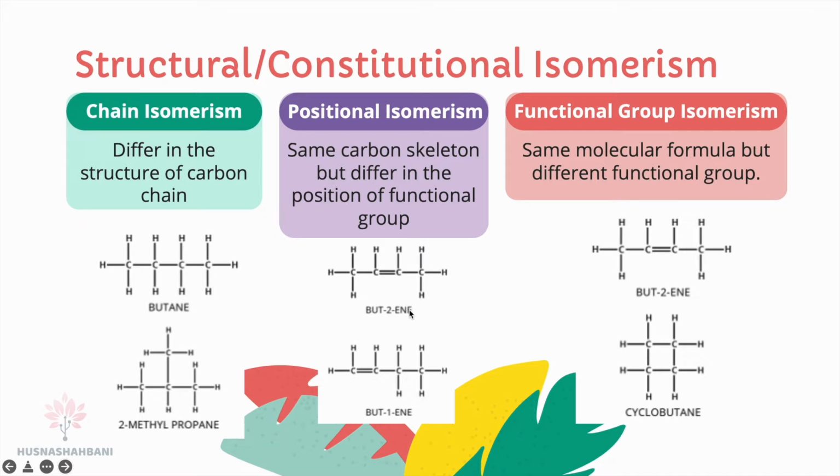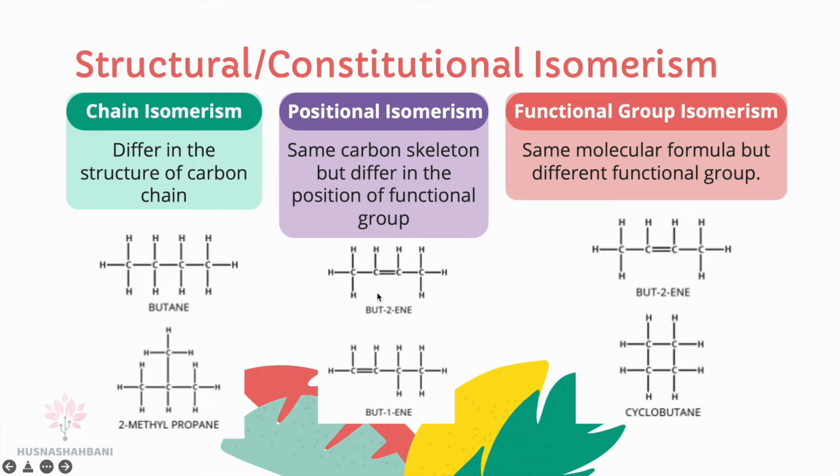The second one is positional isomerism. Same carbon skeleton but they differ in the position of the functional group. If you look at chain isomers, they have different carbon skeletons or different carbon chains. This one has a 4 carbon chain, this one has a longest carbon chain of 3. But in positional isomerism, they need to have the same carbon chain or same carbon skeleton. The difference is the position of the functional group. Positional isomers must have the same functional group. The difference is the position of that functional group.